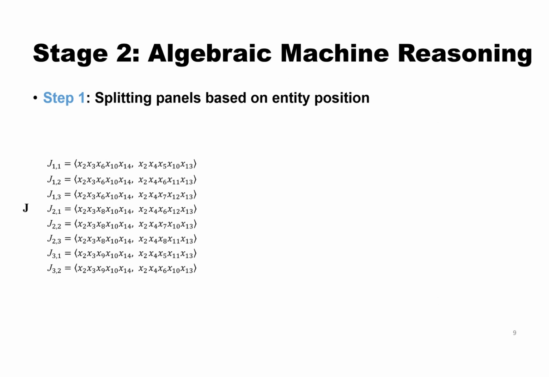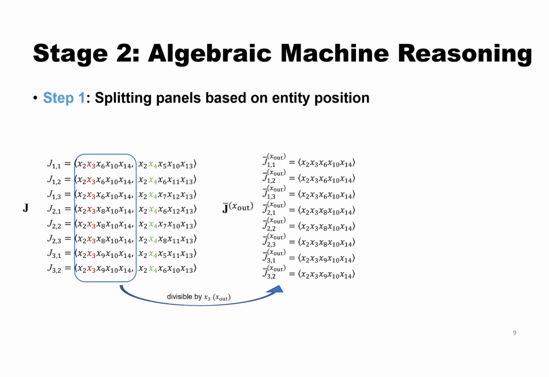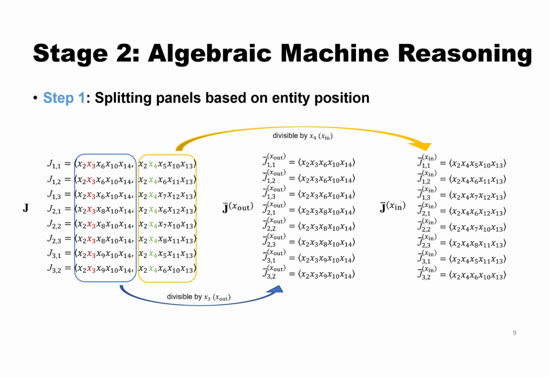From the first stage, we have already encoded the question matrix as a concept matrix J. Note that the first generator in all 8 concepts is divisible by x3. Hence, we can generate the concept matrix J bar x out, where each concept is generated by the first generator in the corresponding original concept. Similarly, we can also generate the concept matrix J bar x in.